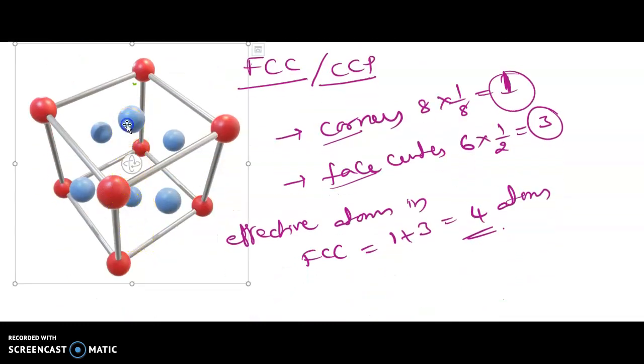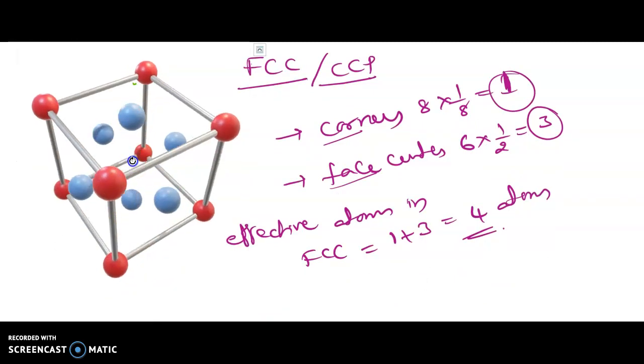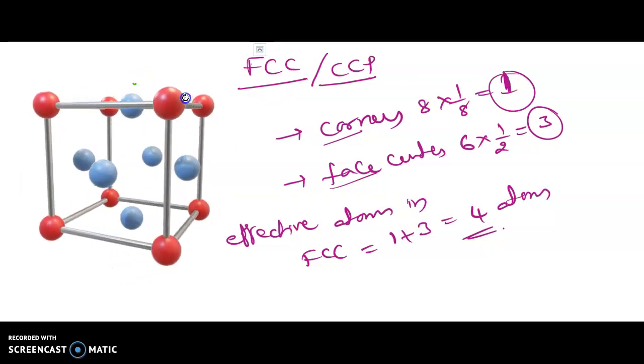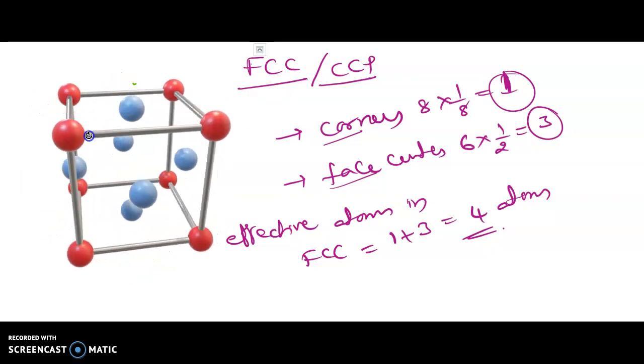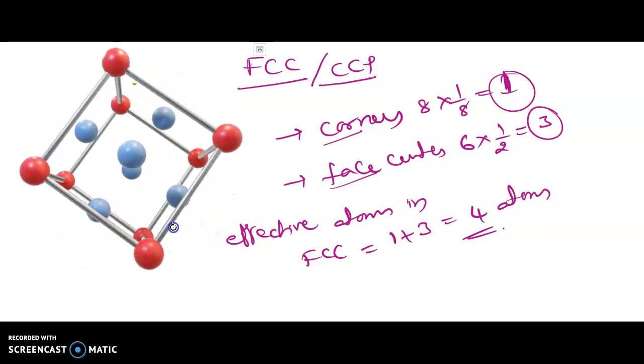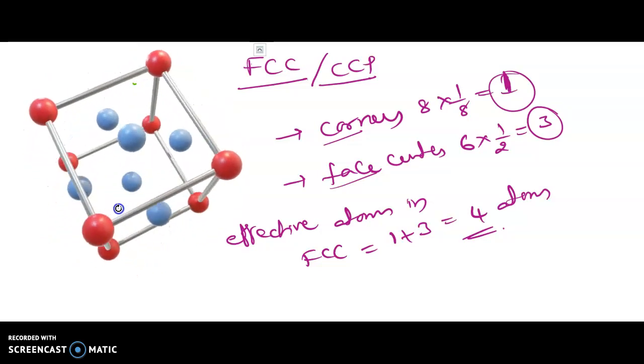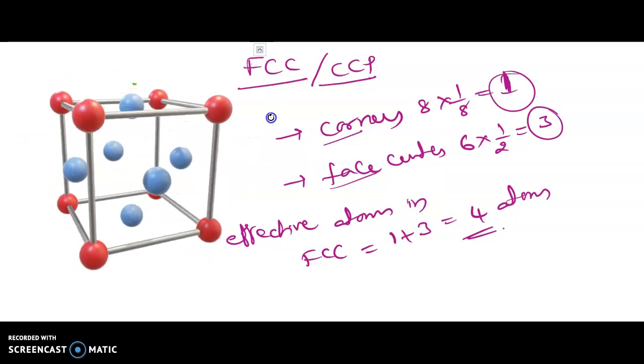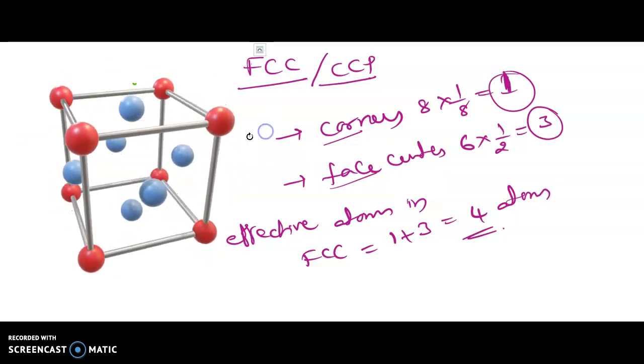See here, in this one, there are 6 faces. So in the 6 faces, atoms are present, and atoms are also present in corners. So here in FCC, atoms are present at corners and face centers.